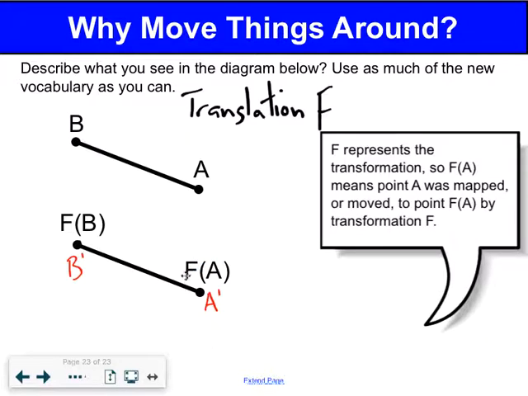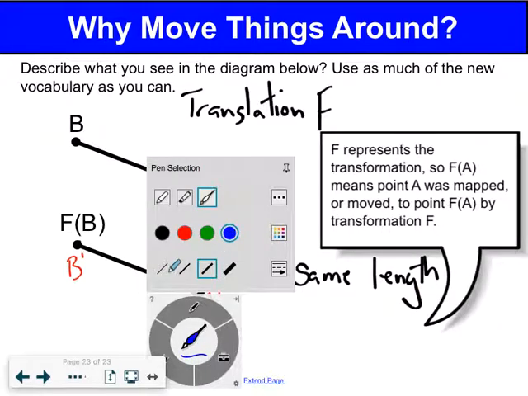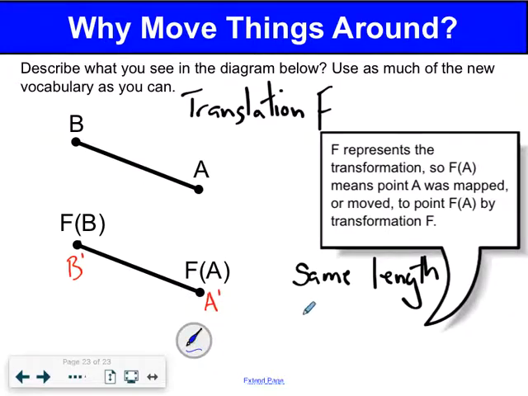So now that that's out of the way, what other observations can we make? So we have a translation that's going on. One thing is to look at the length of the line segments. Notice how they are the same length, okay? They are the same length. So when we translate something, the length doesn't change. Now there is a fancy way of saying that, and that's called distance preserving.